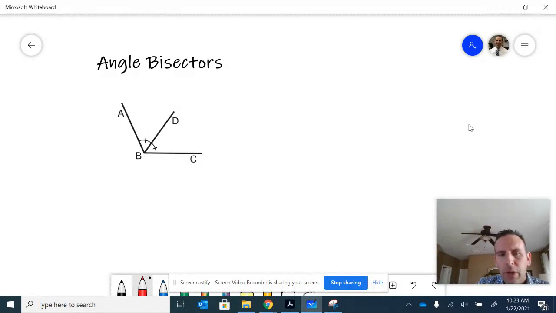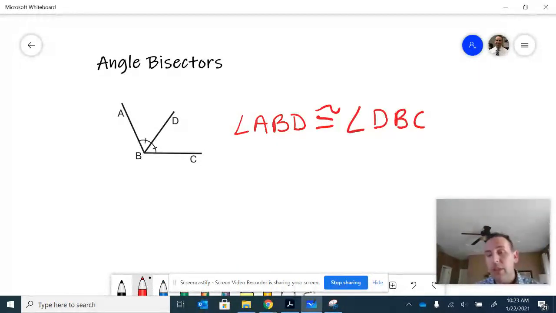So it's true here that angle ABD is congruent to angle DBC. It's also true that they have the same measure. If I wanted to use the measure of the angles, those would be equal. And maybe I should talk about that.